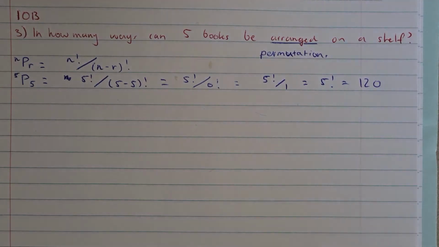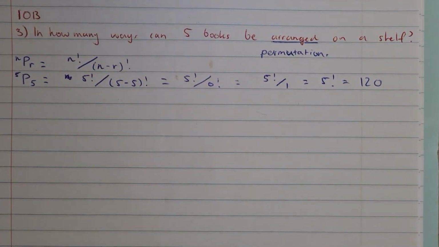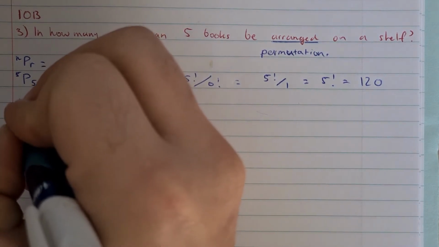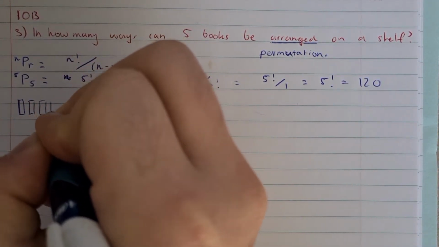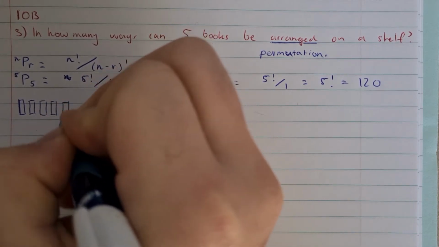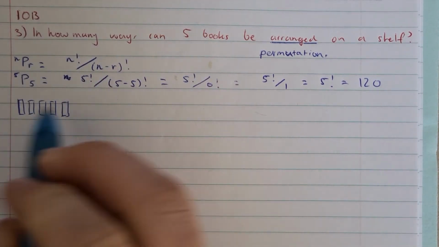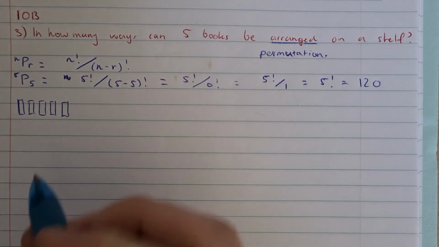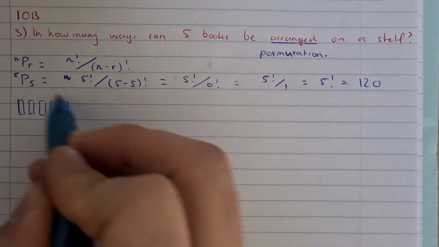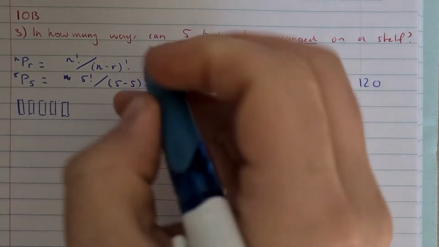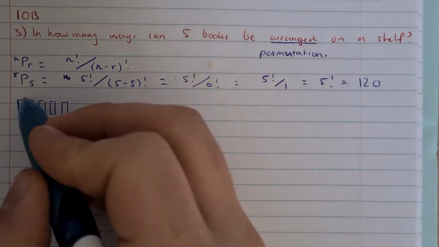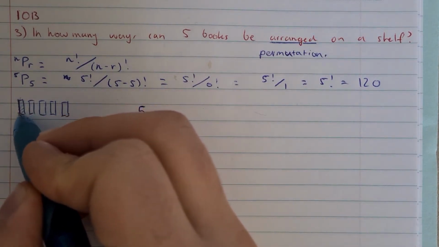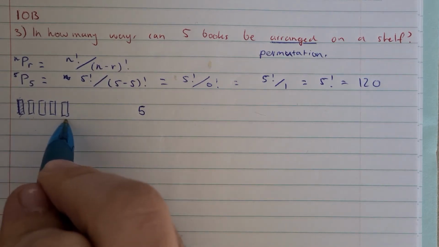The other way you can approach this question is just think about what you're actually doing. Imagine you've got your 5 books, and it can help to draw it out, especially when the number is small like 5. You want to put them on a shelf. When you go to grab your first book, you have 5 options. Once you've chosen your first book, you now have 4 books to choose from.